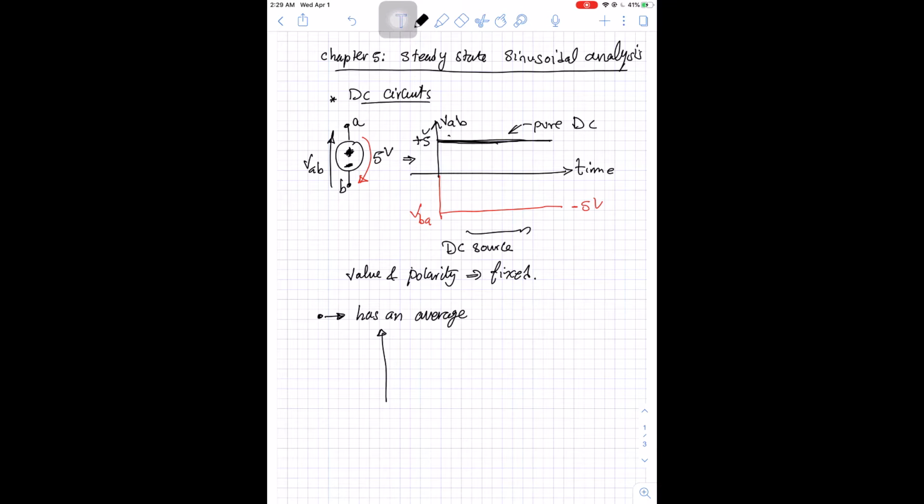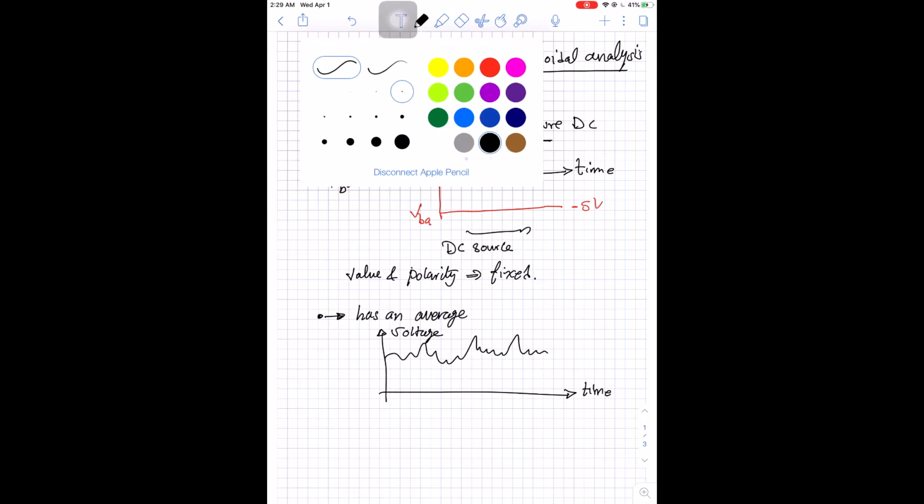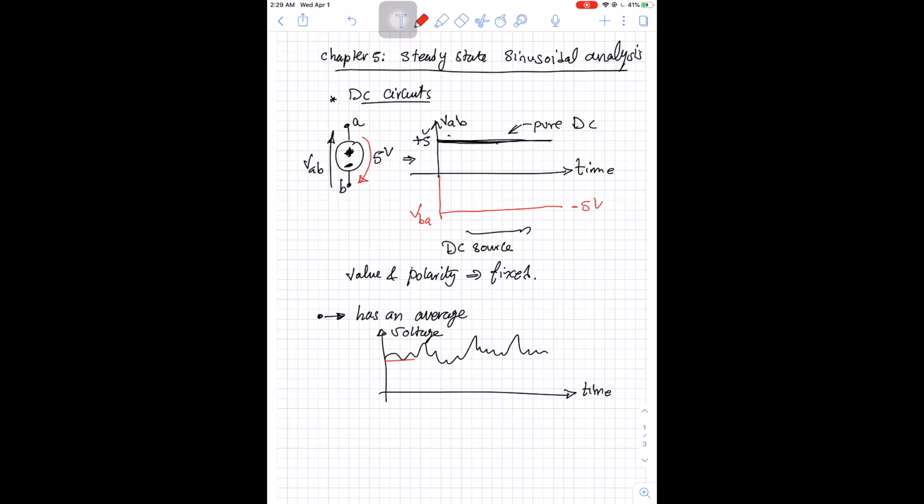So if we sketch a voltage versus time, and this voltage was something like this, the voltage here is not constant, but if you take the average of this voltage, you will see that the average is not zero. So the average is not equal to zero, so we call this again DC. So you will have a DC if you have a non-zero average.